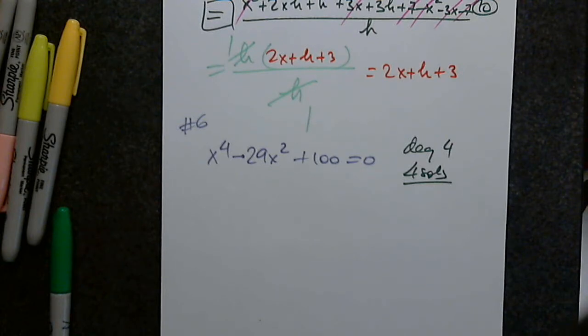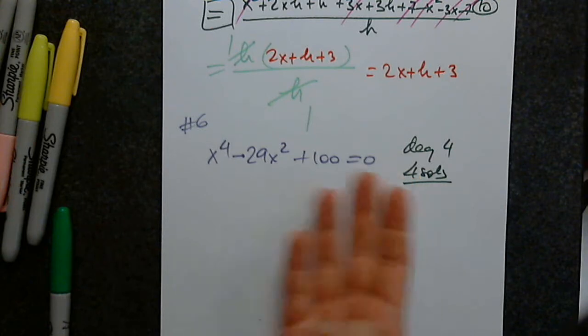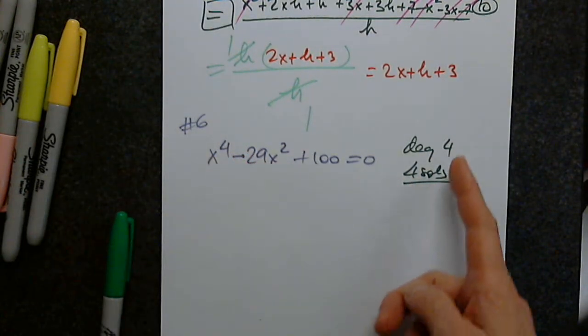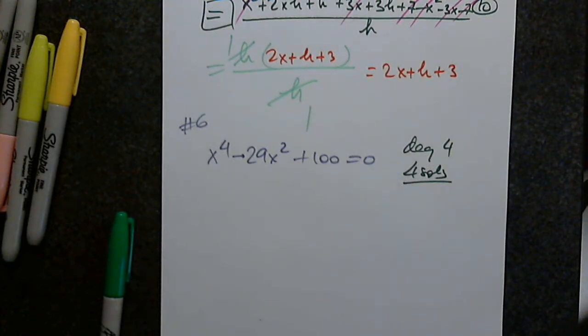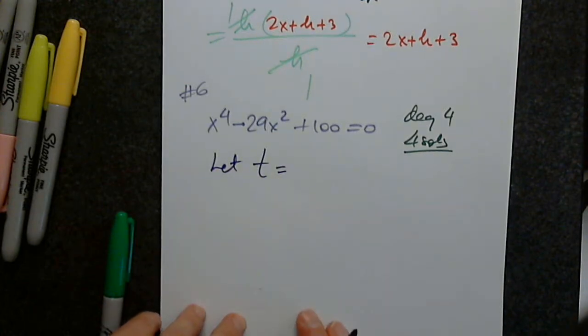In form, not quadratic. Quadratic will not have 4 solutions. So it's a polynomial of degree 4, which means it has 4 solutions, but it's also quadratic in form. So then I will say, give me any letter you prefer, doesn't matter. T it is, equals what?